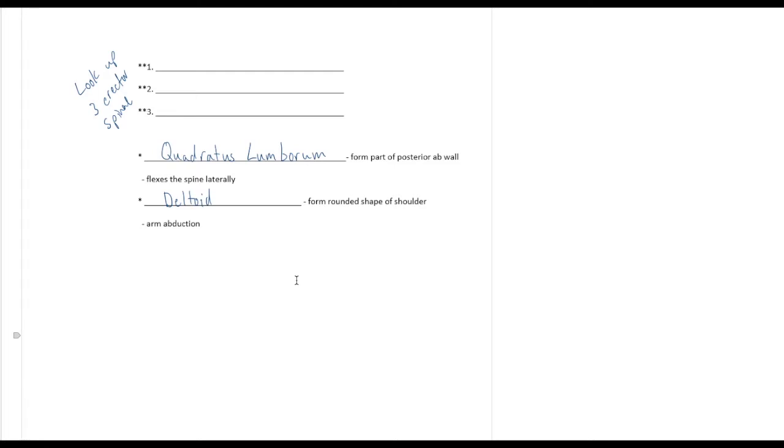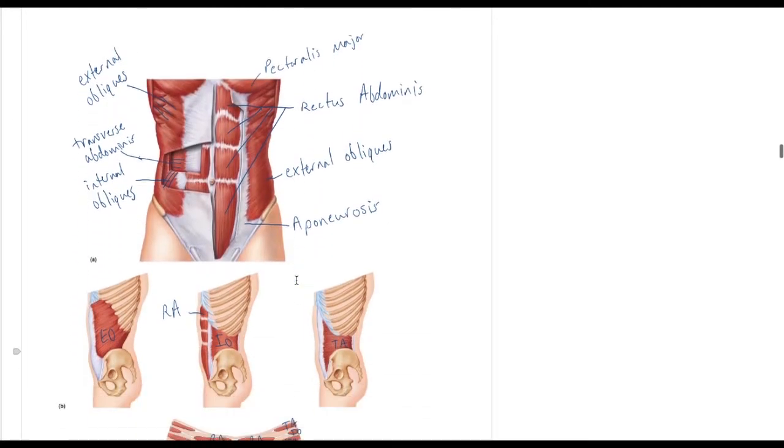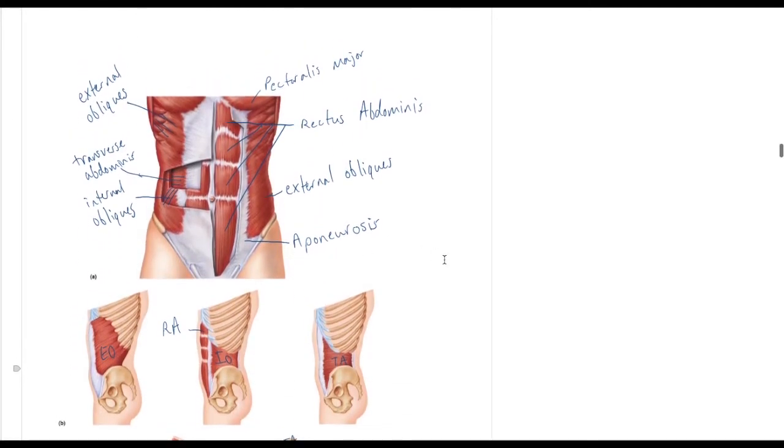It's going to be part of the posterior abdominal wall, and it flexes the spine laterally. Then we have our deltoid, which is going to form a round shape of the shoulder and deals with arm abduction. And so here we're labeling these.